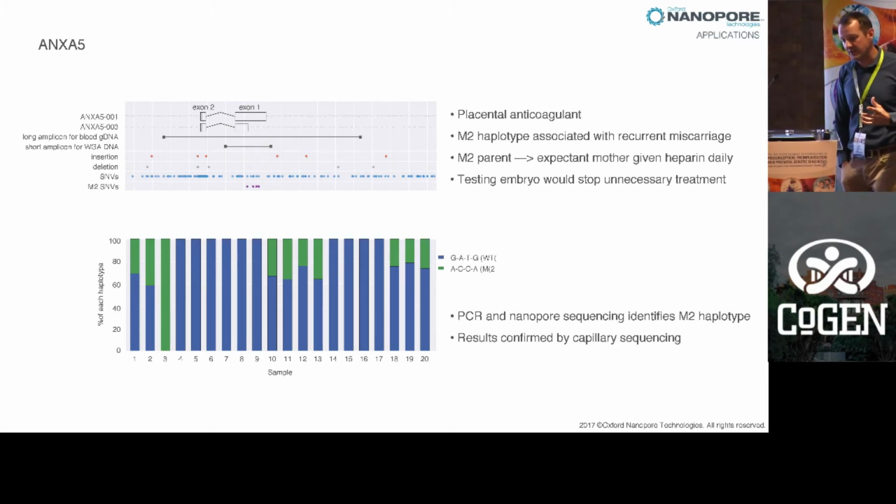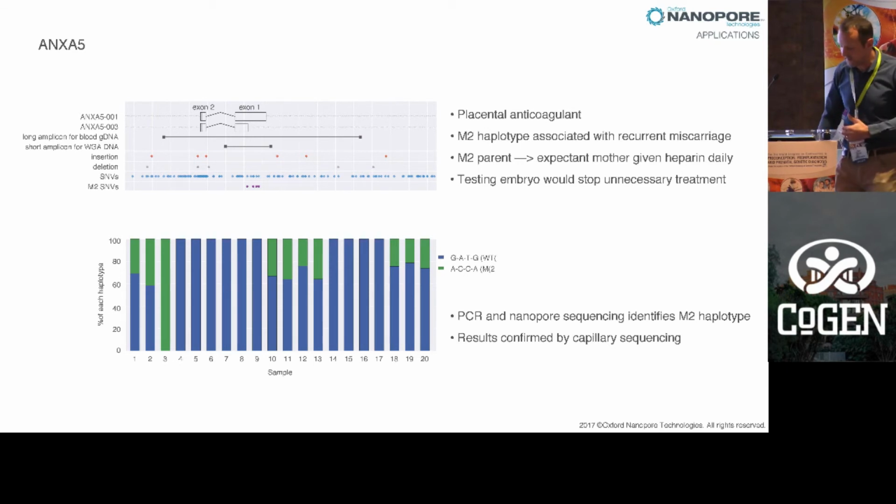My understanding of the situation is that if a couple come along to the fertility clinic with a history of recurrent miscarriages, then both of the prospective parents will be tested for their ANXA5 status. If either of them is found to carry the M2 haplotype, then upon conception the woman would be given daily injections of heparin, because this reduces the risk of miscarrying. Now, as geneticists, we know that there's a 50% chance of that embryo having inherited the M2 haplotype from a carrier. So in at least 50% of those cases, the woman is getting injections unnecessarily. So it would make sense to test the embryo rather than the parents.